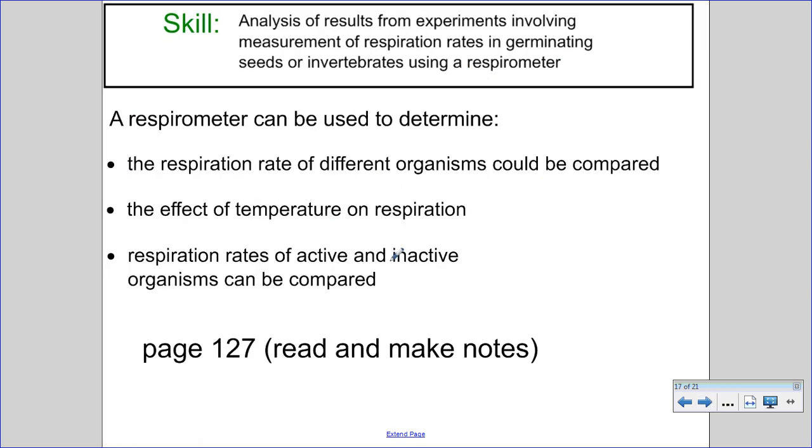So a respirometer can be used to determine the respiration rate of different organisms. The effect of temperature on respiration could also be determined, and respiration rates of active and inactive organisms can be compared as well. There's more to be read on page 127, so make sure you read that and make some notes about it.